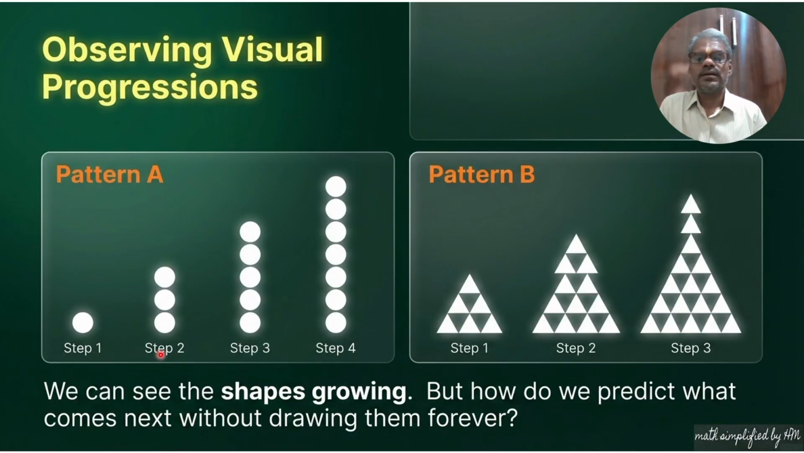Here the balls are increasing, here triangles are increasing. We can see the shapes growing, but how do we predict what comes next without drawing them forever?